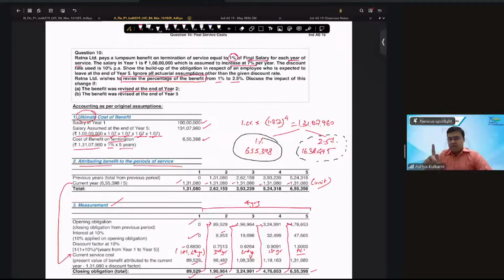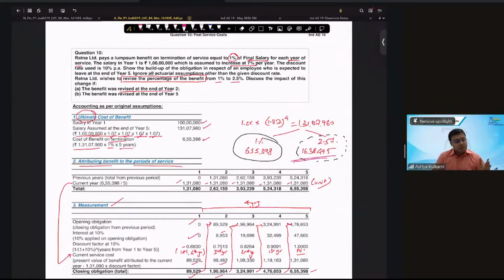Now just think of it. Year 1, I accrued on the basis of 1%. Year 2 to year 5, I have accrued on the basis of 2.5%. If I do just this calculation, will I ever reach 16,38,000? The answer is no, because 16,38,000 over a 5-year period will happen only if there is a uniform accrual.